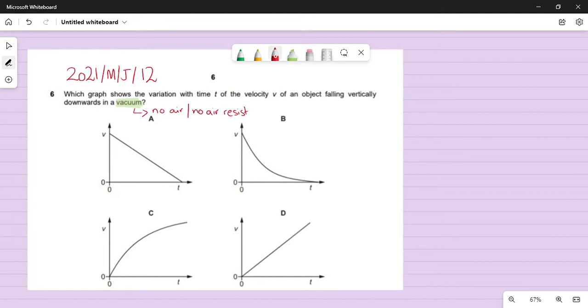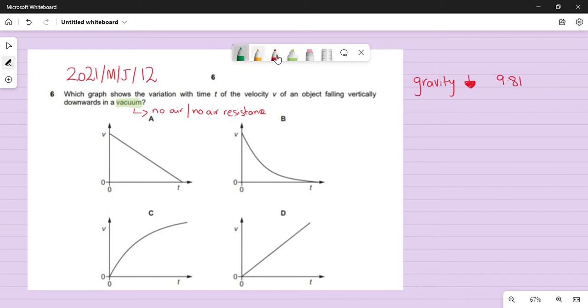So when you have to neglect air resistance, it means that there is only one force which acts on the object, and that is gravity. And that gravity points downwards. Okay? And the value of gravity is basically 9.81.